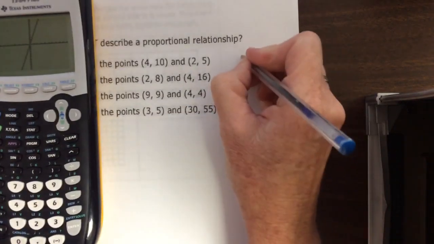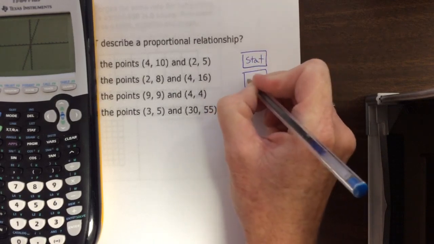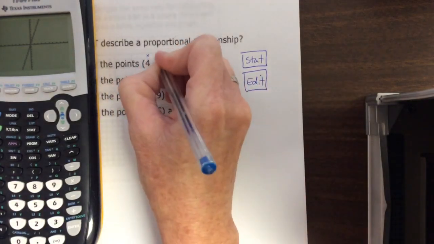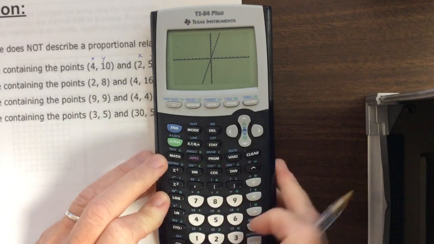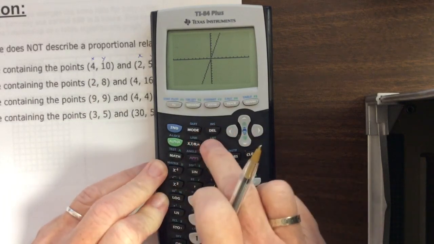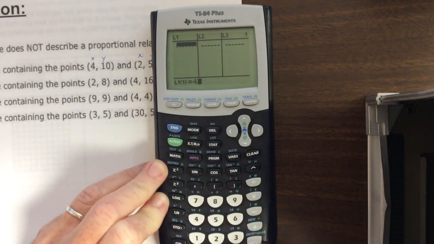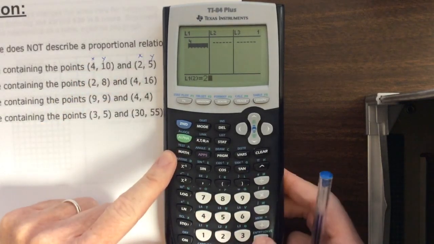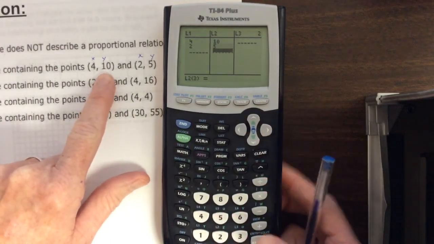by using Stat Edit. So for this one, here is my x, here is my y, x and y, and so forth. So let's use the calculator and put those numbers in. I'm going to hit Stat right here. I'm going to hit Enter, and I'm going to put in my x is 4 and 2. Then I'm going to put in my y. I have a 10 and a 5.